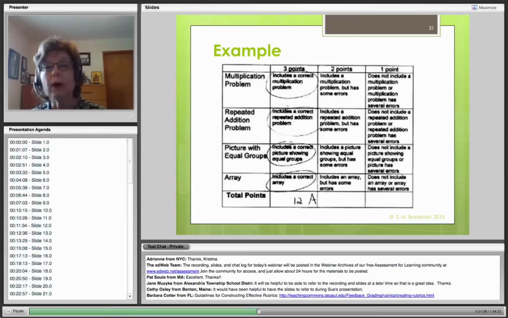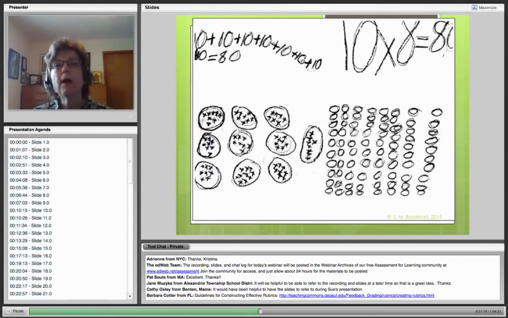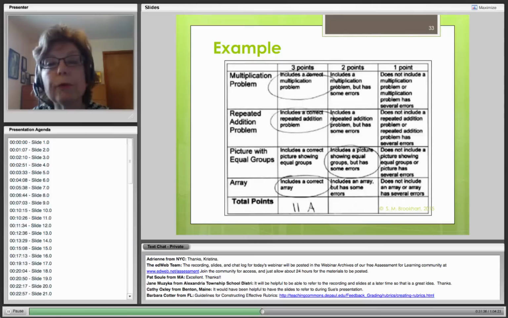It can be concrete. But notice these aren't silly little surface features. These are actually looking at the substance of what she wrote for the multiplication problem, for the repeated addition problem, and so on. Now here's a kid who has the general idea, but if you actually count what he drew, he doesn't have equal numbers in all of his groups in those 8 groups of 10. Or is it 10 groups of 8? I guess it's 10 groups of 8. He doesn't have all the right number of stars in there. And the rubric reflects that.